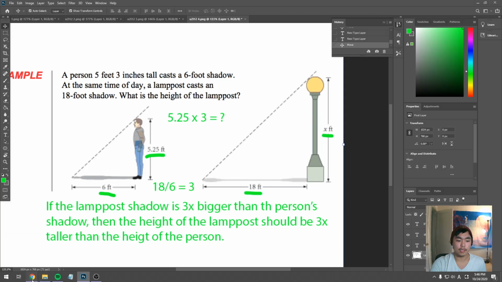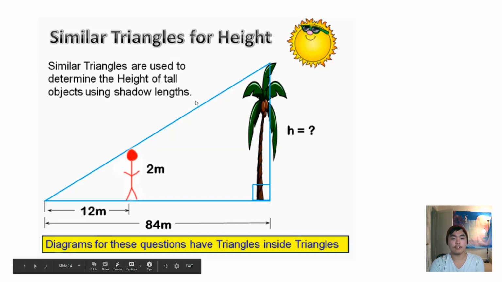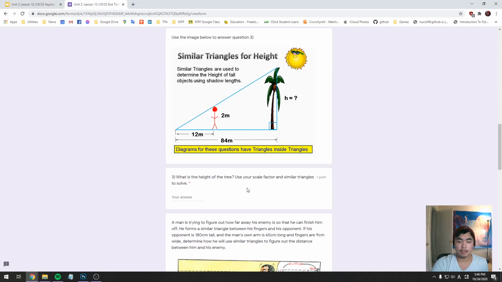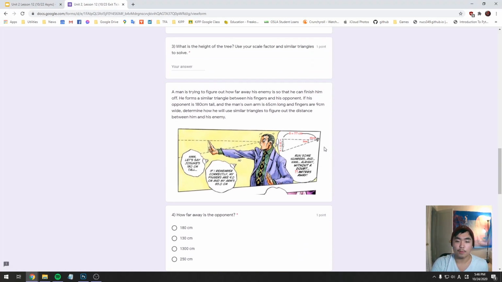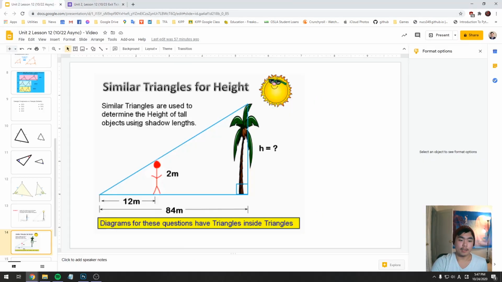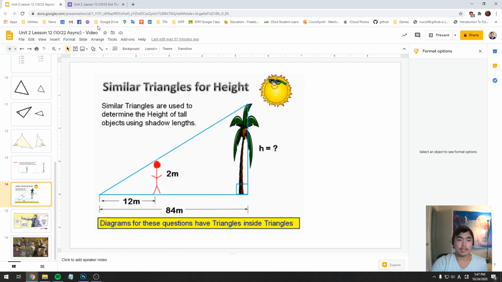So there's going to be a few problems like that on your exit ticket. The last problem is from one of my favorite animes, JoJo's Bizarre Adventure. You're going to be using something that one of the characters does to figure out the distance between him and someone else, right? Using similar triangles. So have fun with that problem as well. And that will be it for today's lesson, all right?